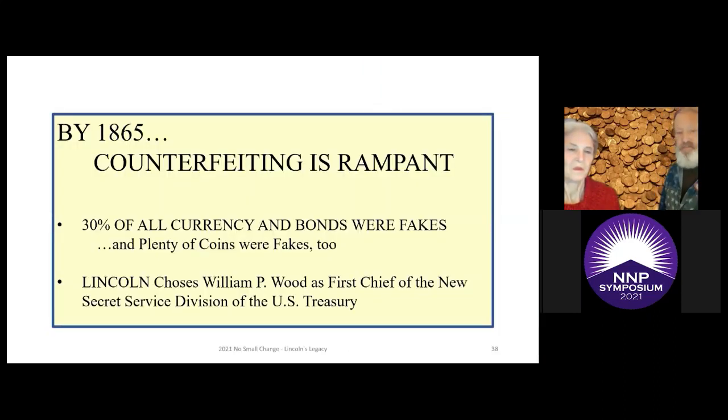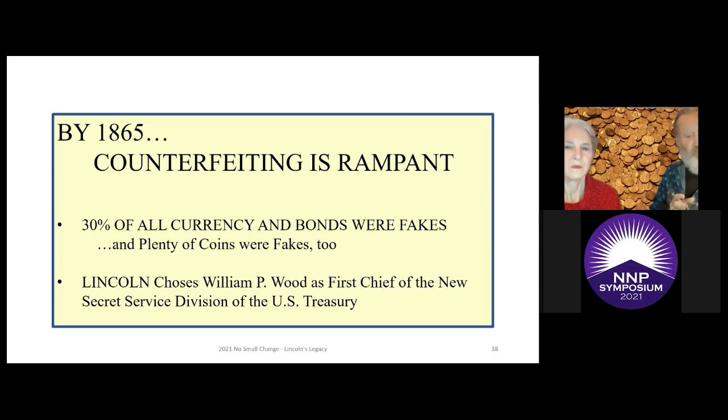All right, one last big topic to cover, and this could be a whole day's talk by itself: counterfeiting. We've got minting, printing, counterfeiting. It is rampant. As before, there are many guys and gals in the trade of counterfeiting who are really good at it, better in some cases than the governments themselves. And by the end of the war, about 30% of all paper money and all paper bonds were fake. And they were very, very difficult to discern the difference in many cases.